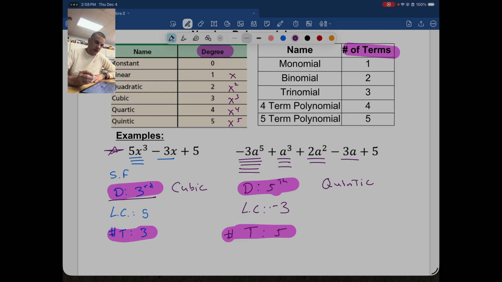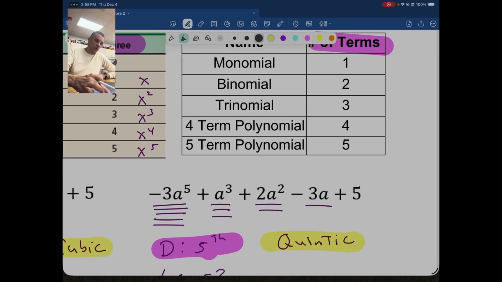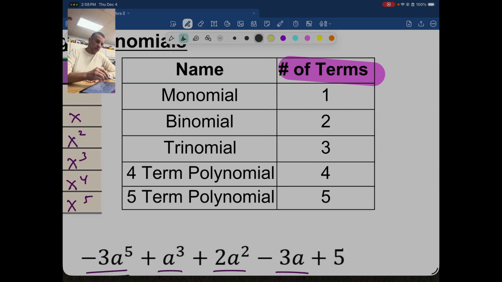We would say by degree it's quintic. And one of the things you're eventually going to be asked to do is name them by their degree and by the number of terms that they have. So that's how we name them, by degree. Now we're talking about number of terms.